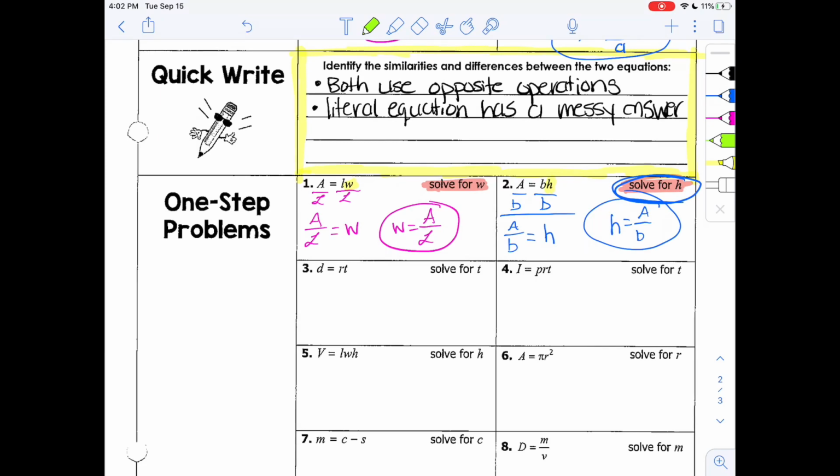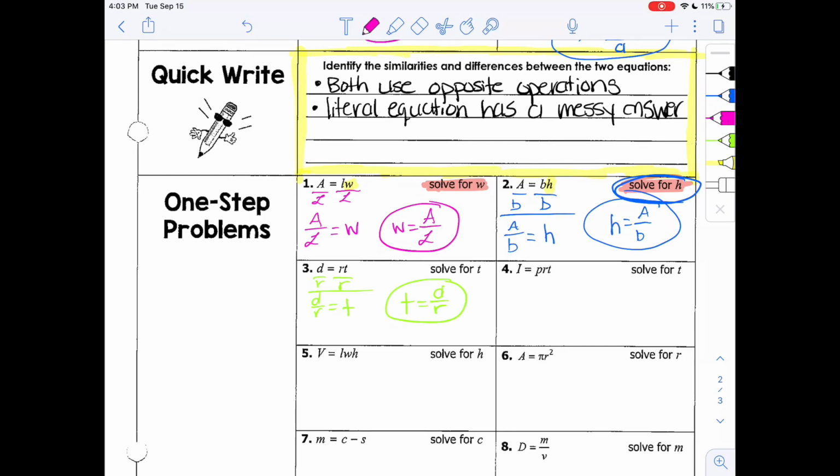T and R are held together with multiplication. So in order to get rid of R, we need to divide by R. D divided by R is D divided by R, equals R divided by R is 1T. Again, we have 1 as an invisible number, so we don't need to write it in front of the T. And we want the variable we're solving for on the left, so we want to flip our final answer around so that it is T equals D divided by R.